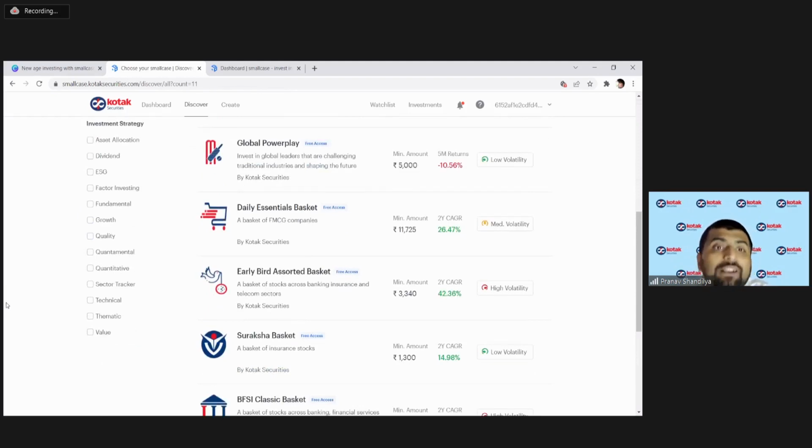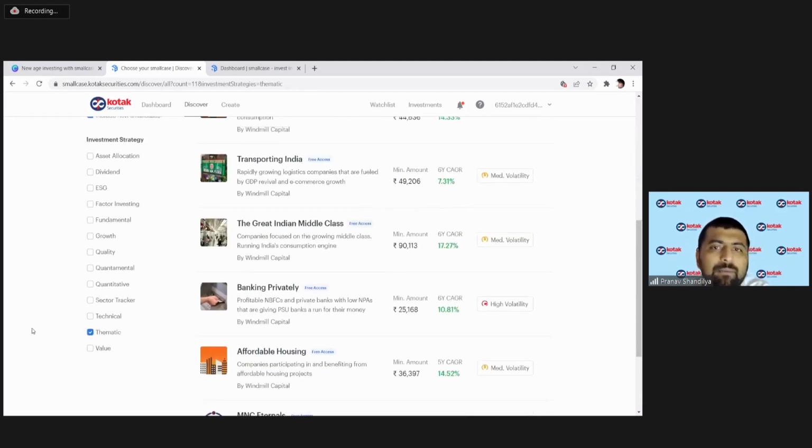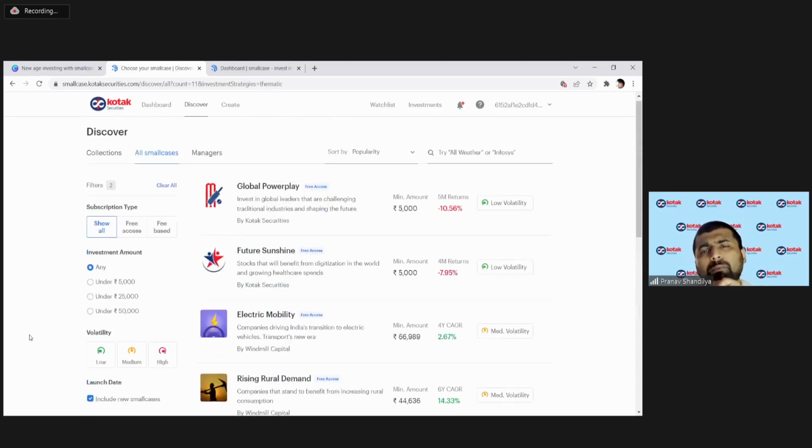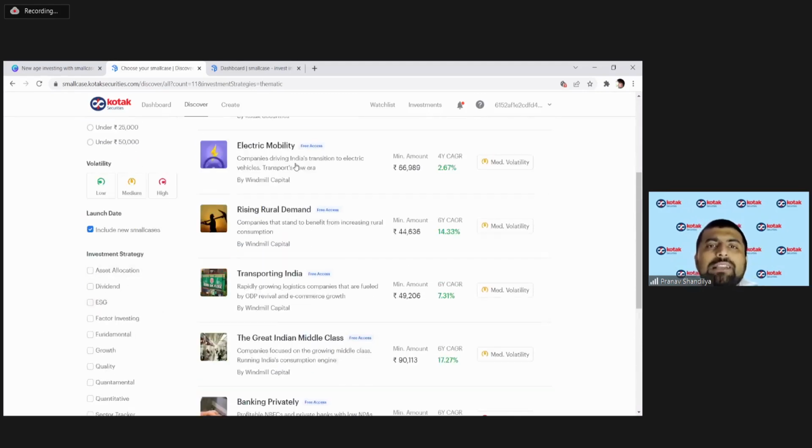Similarly, if you wish to take your investment path into, for example, something like a thematic investment, then at that point of time, you can click on thematic here and you will find plenty of different themes over here. For example, we have something called electric mobility, where we invest in those kind of stocks which are set to benefit if the demand for electric vehicles increases in India. Then rising rural demand is a kind of basket where we invest in those kind of companies which have a very strong foothold in tier 2, tier 3 cities in India.